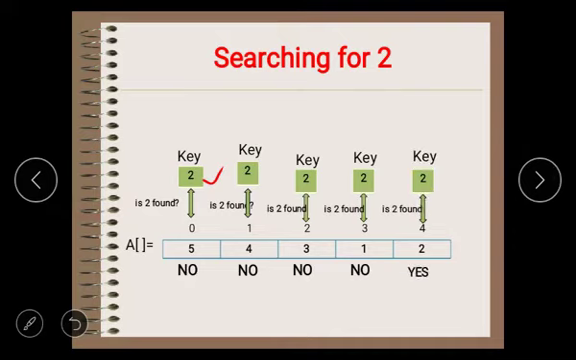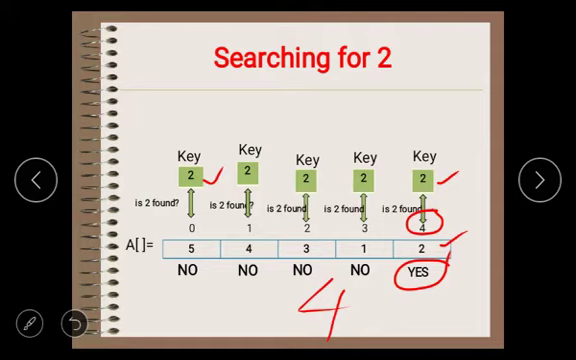Is the search element 2 matched with the last element 2? Yes. So the match is found here. We found the search element, so the search is successful. That's why it will return the index position of that particular element as 4. So the result is that the index position is 4. This is how the linear search algorithm works.